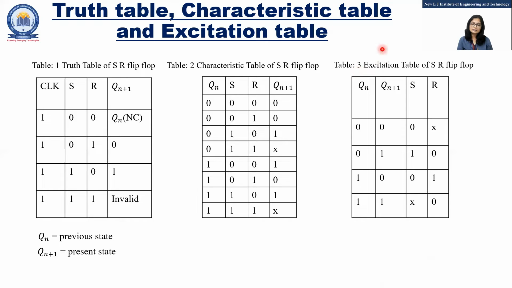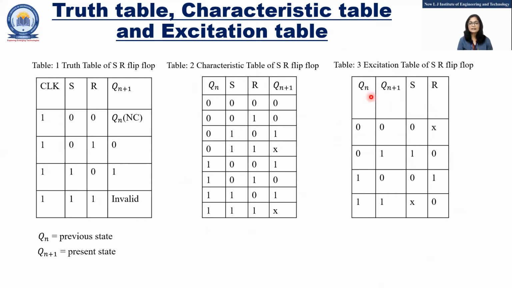So in the excitation table, as I told you, inputs are what? Qn and Qn plus 1, previous state and present state. And outputs are what? Inputs S and R. Okay, now to design this excitation table, we will refer to the characteristic table.